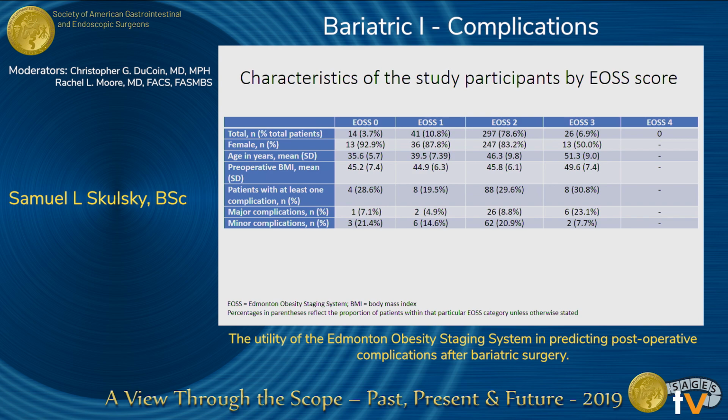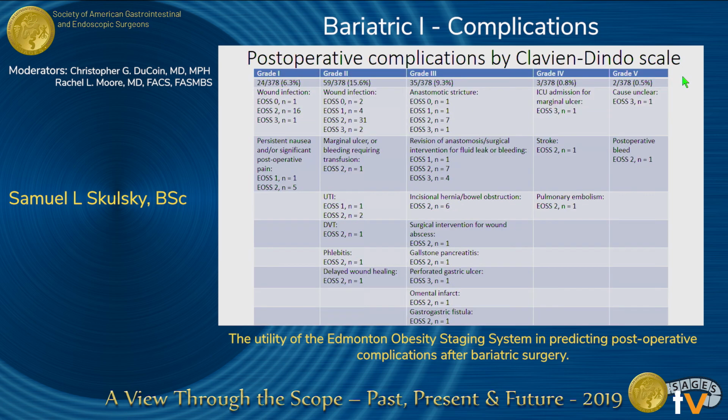And you can see there is an increase in complication percentage. Yes, the EOSS 1 does have a 7% complication rate, but if we look one more slide further, this is just the overview of the complications that we had. You can see that for major complications, anastomotic stricture, leaks, and bleeding were our most common complications, followed by incisional hernias.